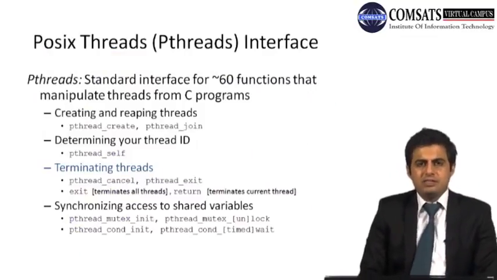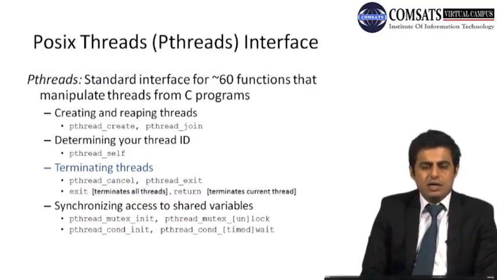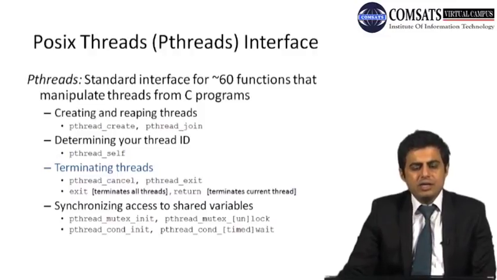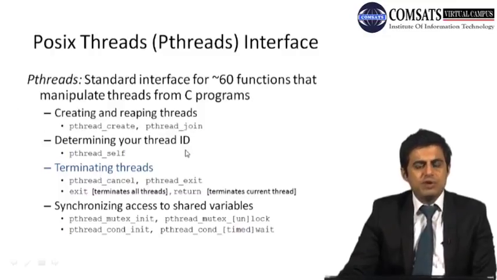Let's talk about Pthreads, which are POSIX threads. Standard interface for more than 60 functions that manipulate threads from C programs. For creating and reaping, you have got these two methods, pthread_create and pthread_join. And then if you want to find out the ID, then pthread_self is another method. For termination, you should call pthread_cancel, pthread_exit. And exit terminates all threads.